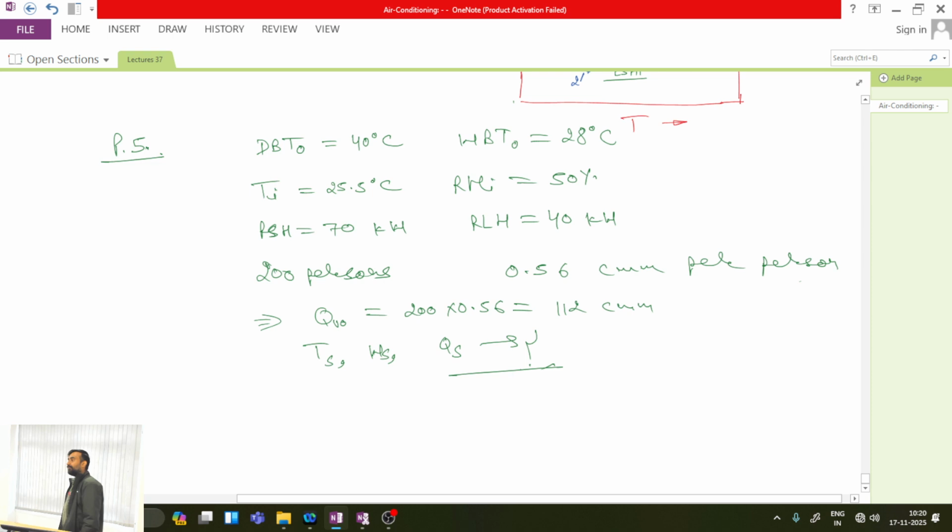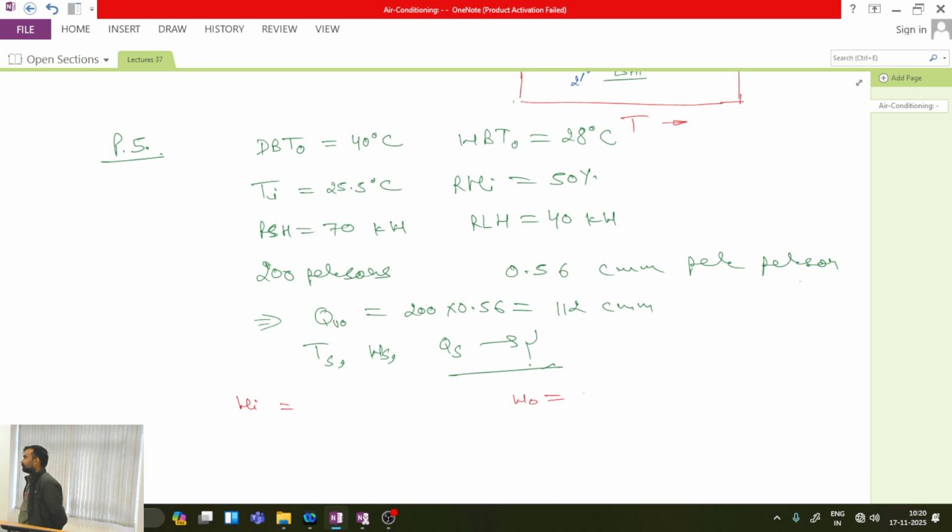So what we need to calculate in the question is supply air state, that is volumetric flow rate, temperature as well as the humidity. Is this point clear? How to proceed? First tell me what will be humidity, Wi. What will be Wi? What will be W naught? Please tell me the values. Wi and W naught. What are the values for Wi and W naught?